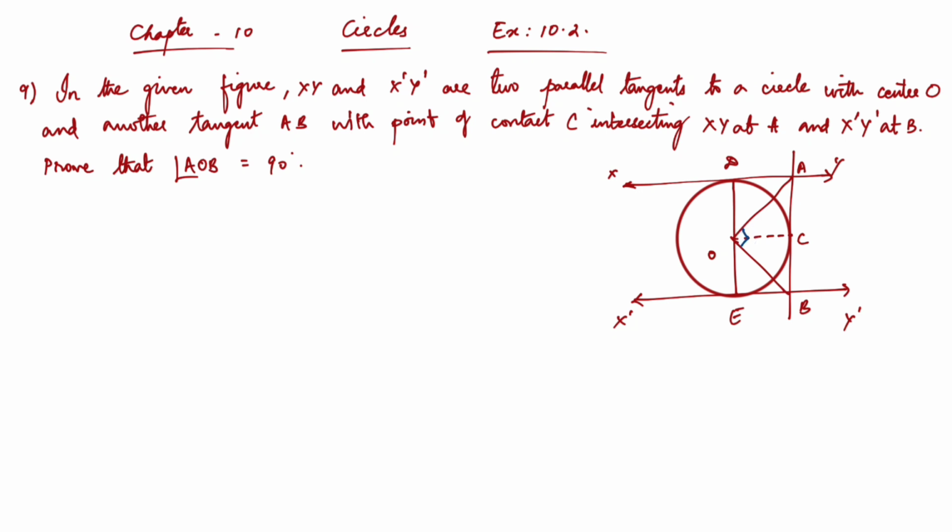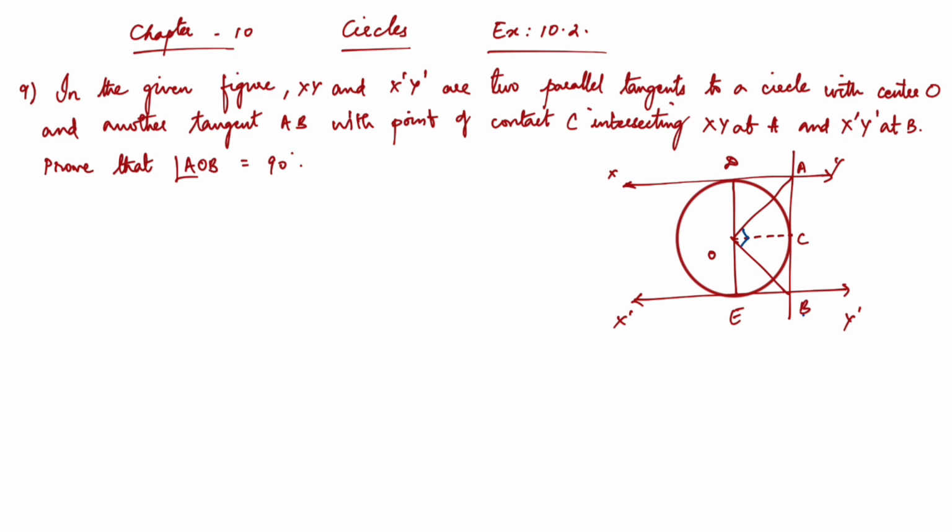Let us deconstruct the diagram. They are given two tangents, parallel tangents XY and X'Y', and their points of contact be D and E respectively. They are also given another tangent AB, point of contact C, and crossing XY at A and X'Y' at B. In this diagram, OD, OC and OE are the radii.